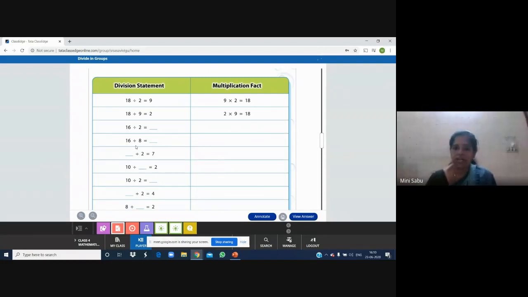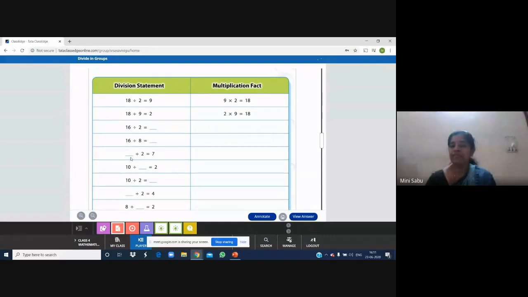Now coming to the next question. 16 divided by 8. How do you get the answer here? You have to decide which table you have to say. You have to say the table of 8 till we reach 16. So start telling. 8 1s are 8, 8 2s are 16. So what will be the answer here? The answer here will be 2. So its corresponding multiplication fact will be 2 8s are 16.